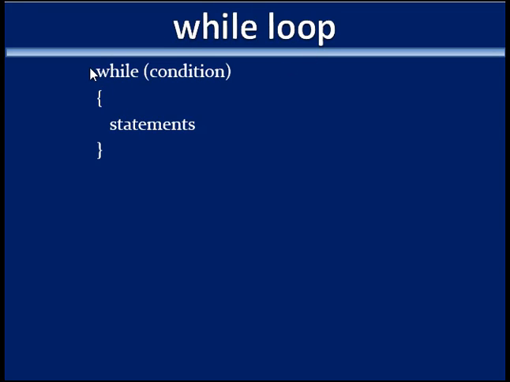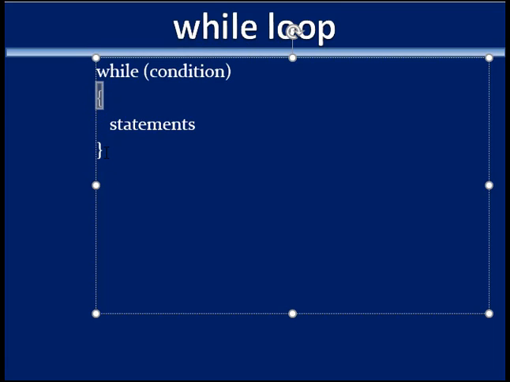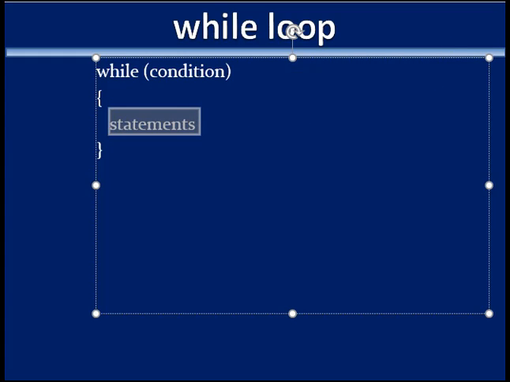For while, we have to write the keyword while, and then within the open parenthesis we have to write the condition. After that you have to write the open curly brace and then the closed curly brace. Within this open and closed curly braces we will write the set of statements. Now let us see how to work with the while loop in the R console.